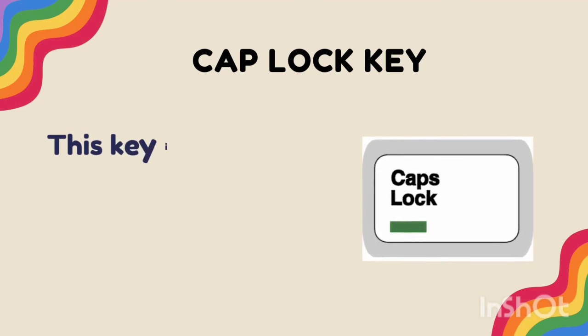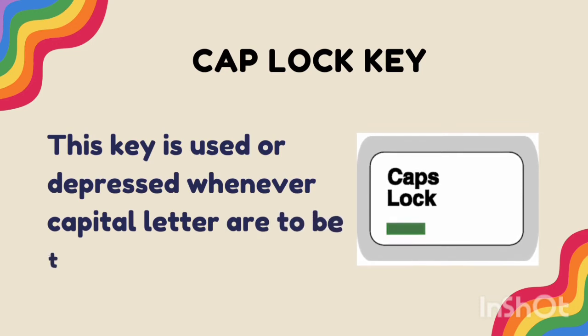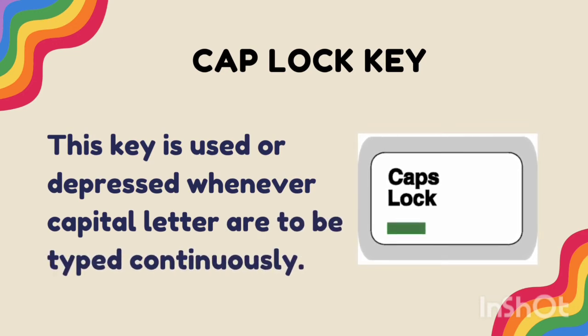Then the next is caps lock. Caps lock is a key pressed whenever capital letters are to be typed continuously. It is a bit different from the shift key. With the shift key, you have to hold it and then type other letters to get capital letters. But with the caps lock key, you just press it and there is a light that will be shown on that key or around the keyboard. Then you start typing, and every alphabet you type becomes a capital letter.